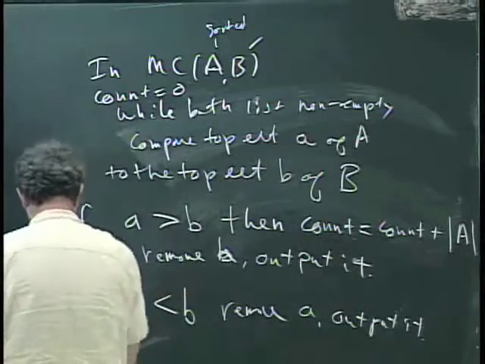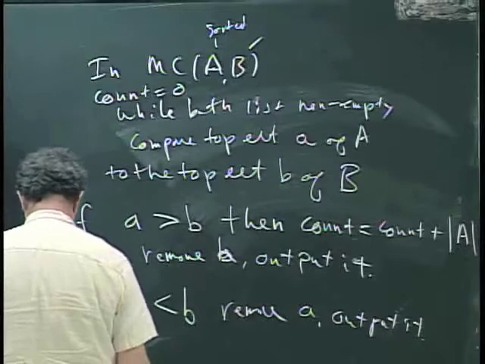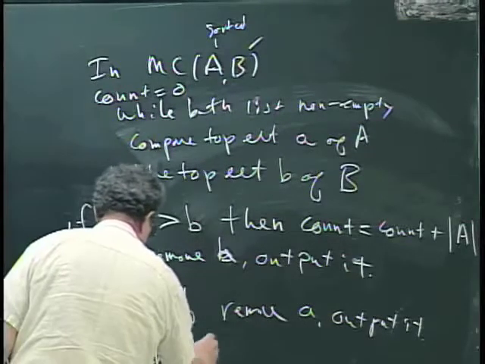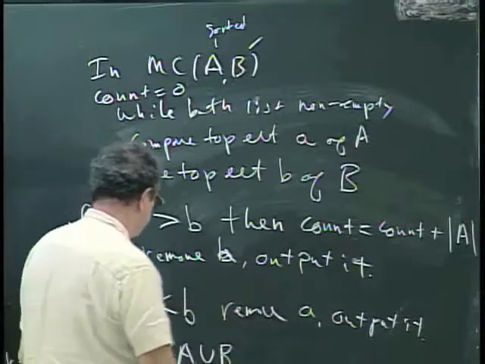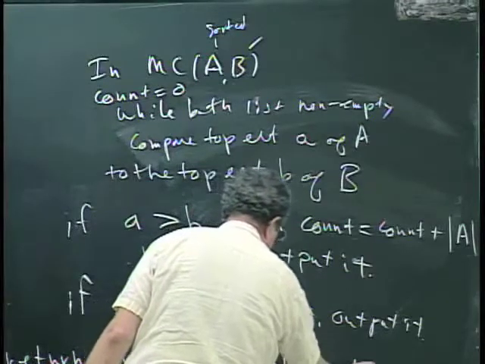And when you're finally finished, you return the sorted A union B. Those are now sorted. That's what you were outputting. And you return count. Okay?